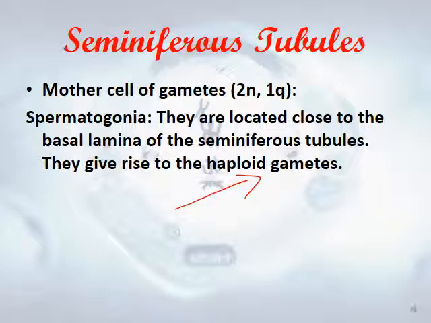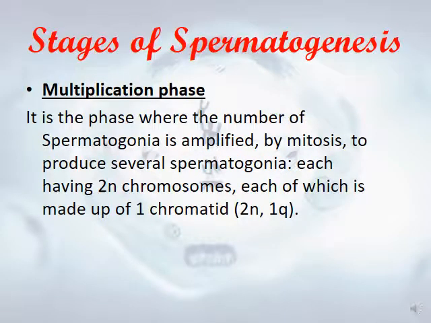First, let's move to the stages of the spermatogenesis process. We have different stages. Let's start with the first stage, multiplication phase. Multiplication phase is the phase where the number of spermatogonia is amplified, increased in number, by the process of mitosis to produce many spermatogonia, each having 2N chromosomes. Each is made up of 1 chromatid, so they are 2N, 1Q.